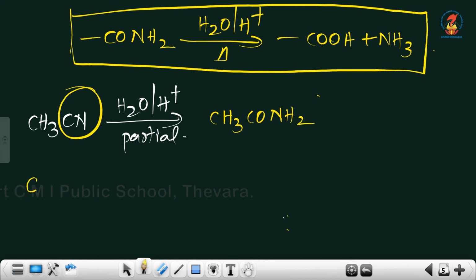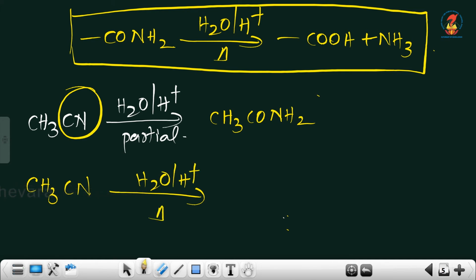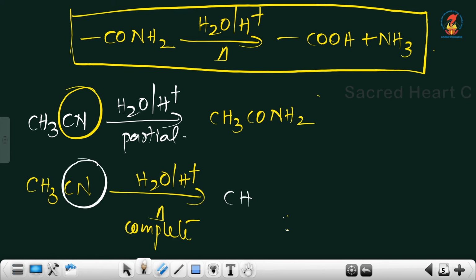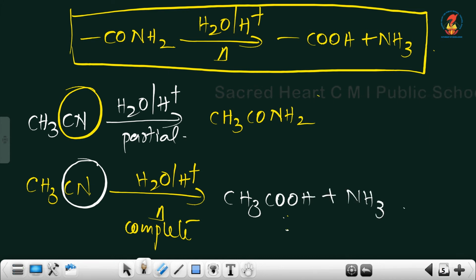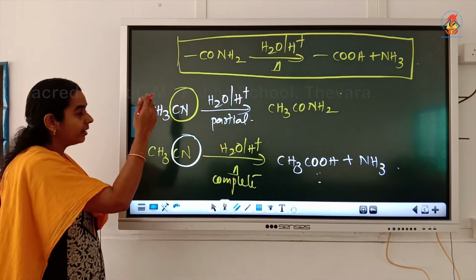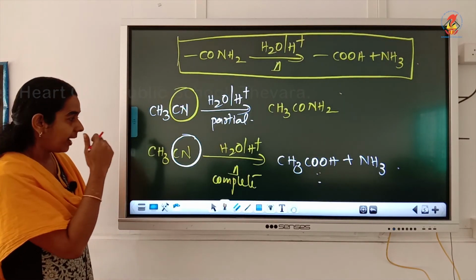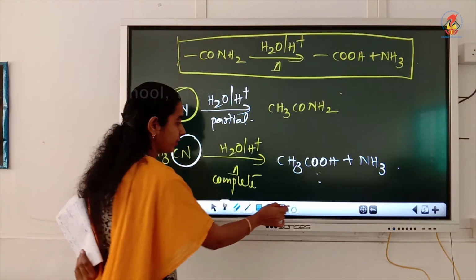The same compound CH3CN, if the reagent given is H2O/H+ and heat, that means it is undergoing complete hydrolysis, and the product will replace CN by COOH and ammonia. Don't try to memorize the products. As it is mentioned, see how the splitting takes place, add water and write the product.